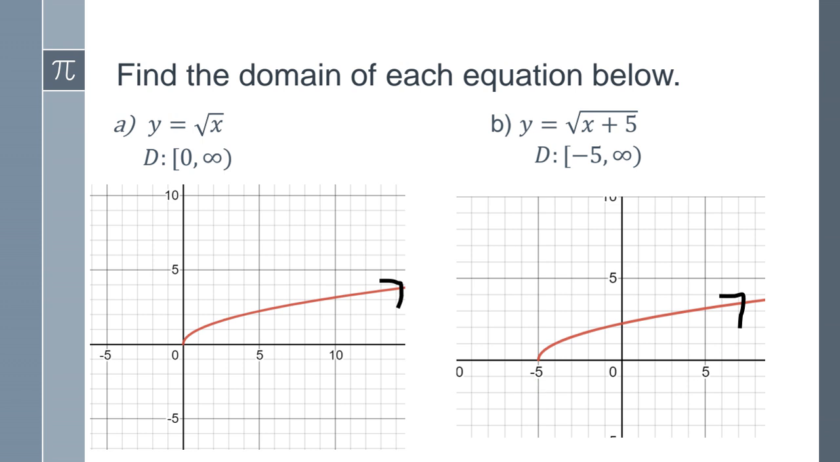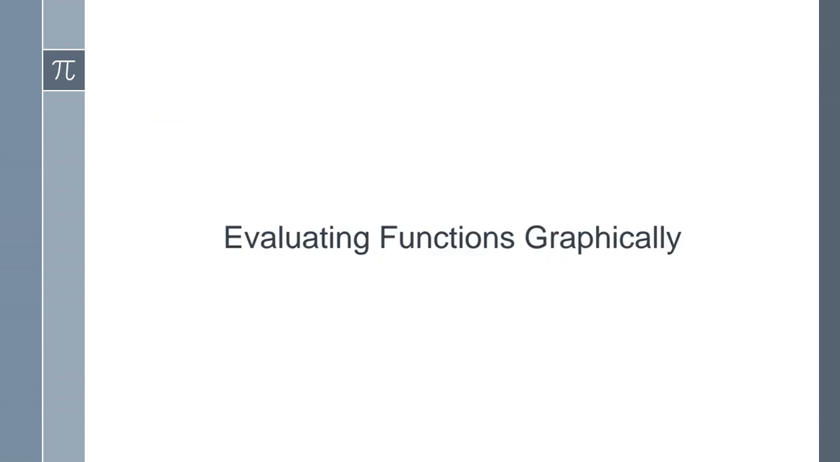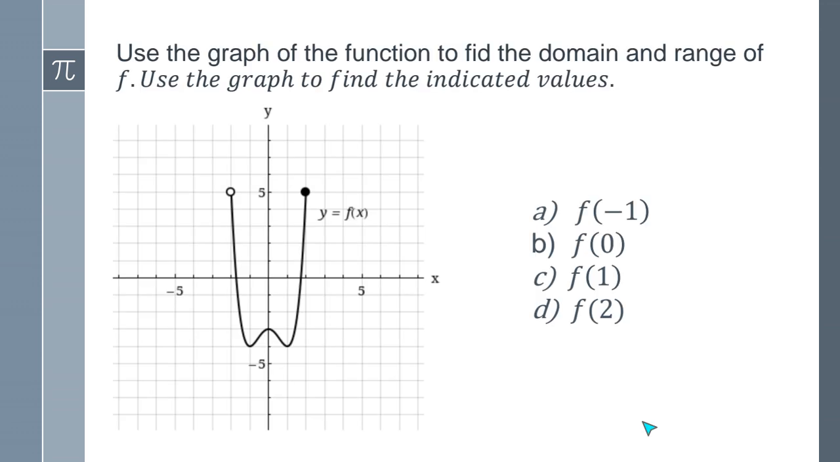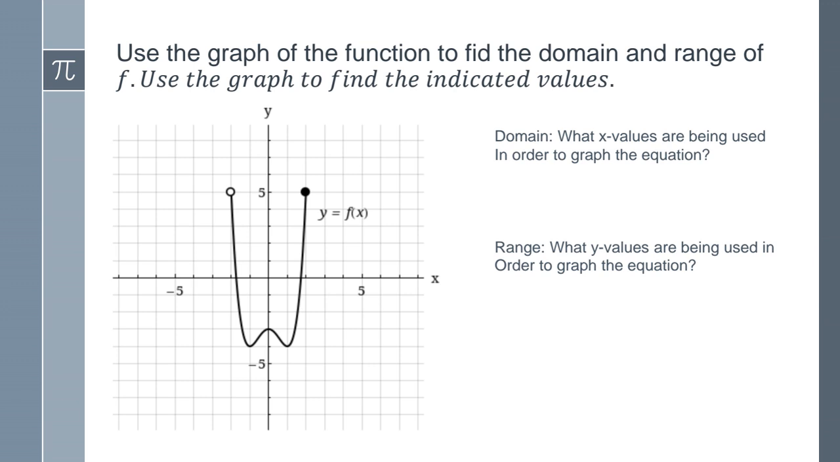Okay, so now let's look at it a little bit differently. What if I had a graph like this? It says use the graph to find the domain and the range. For the domain, what are these x values that are being used? If I pick an x value, let's say 5 here, and I go up or down, it's not going to touch my graph. And I know this graph is not continuing because it doesn't have any arrows, right?